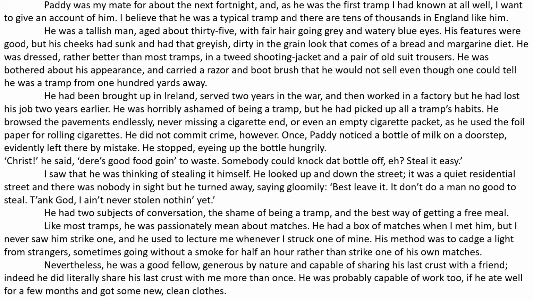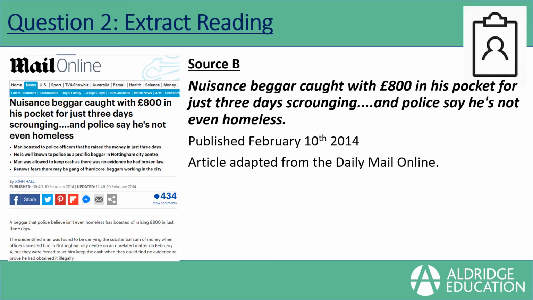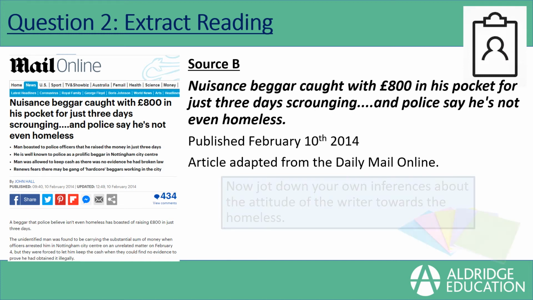So it's based on what are your inferences about the writer's attitude to the homeless in this section. Okay, then we're going to have a look at source B. "A nuisance beggar caught with £800 in his pocket for just 3 days scrounging, and police say he's not even homeless." This is a real article. It was published February 10th, 2014, and it's an article from the Daily Mail.